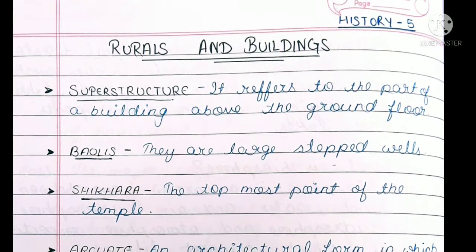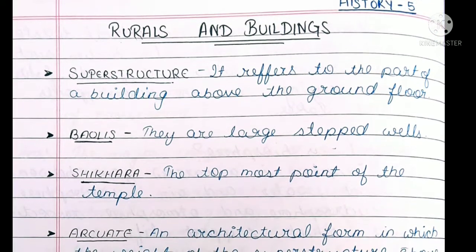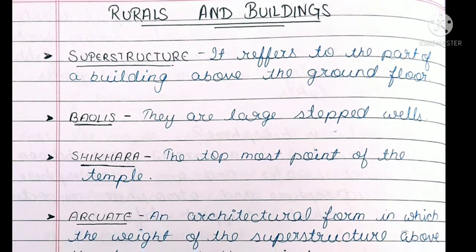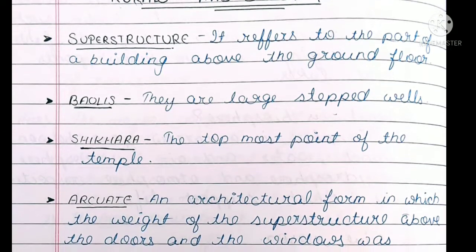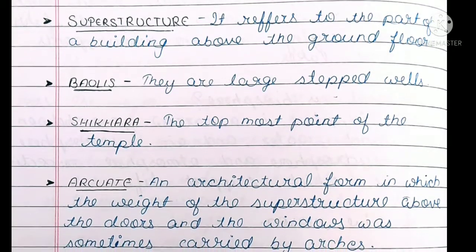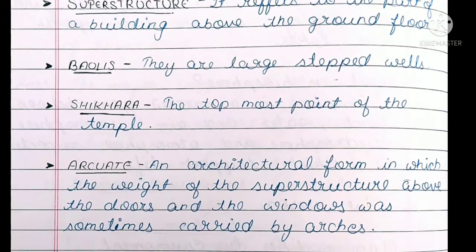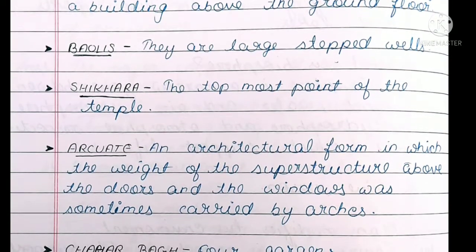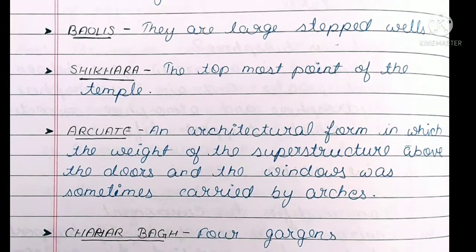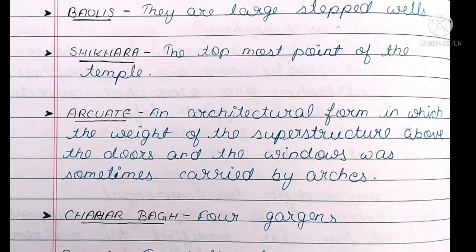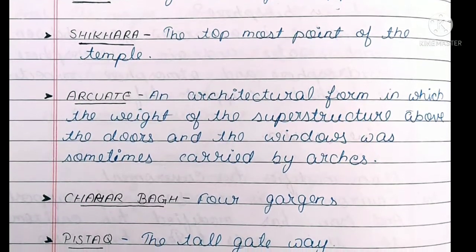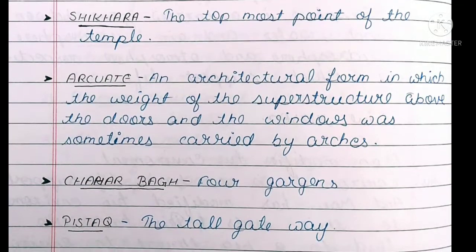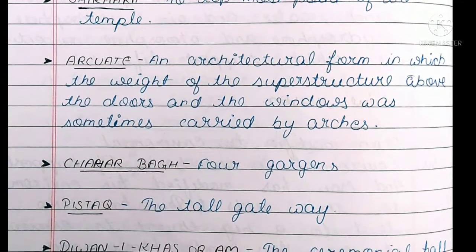Superstructure. It refers to the part of the building above the ground floor. Baulis. They are large stepped wells. Shikhara. The topmost point of the temple. Arcuate. An architectural form in which the weight of the superstructure above the doors and windows was sometimes carried by arches.